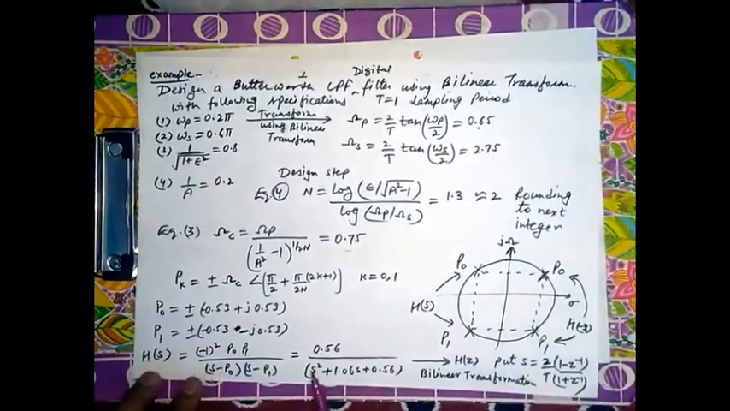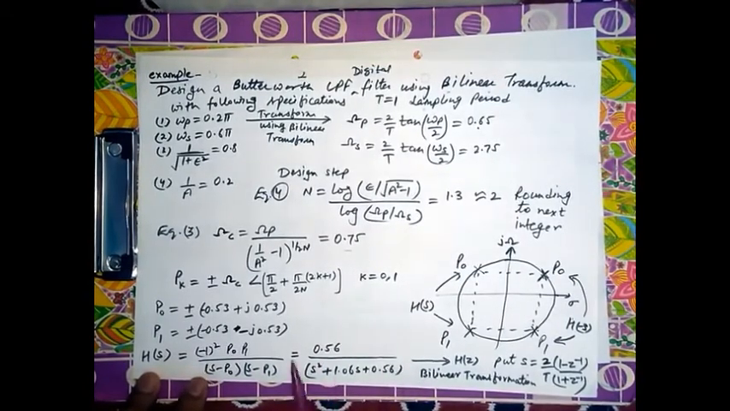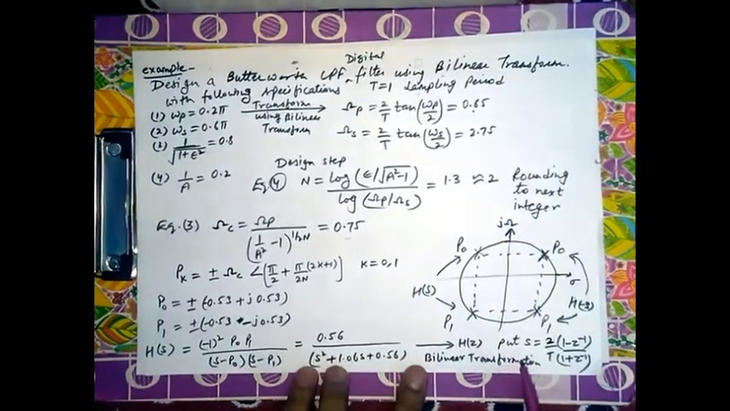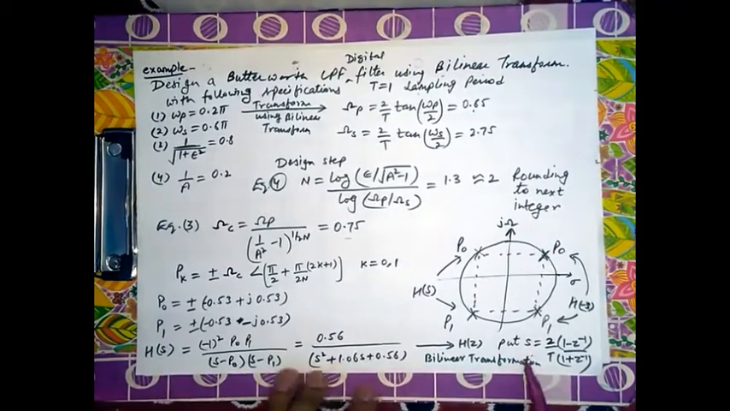So simple, just multiplying the values, putting the values, and we have this transform. It is the analog filter, the desired analog filter. Now we have to find the digital filter using bilinear transformation, and we know the bilinear transformation. It is very simple. In bilinear transformation, just put the value of S.